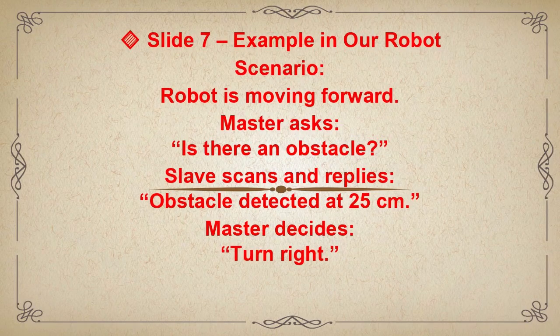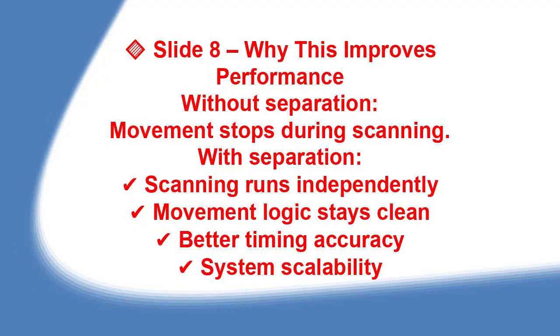Example in our robot. Scenario: the robot is moving forward. The master asks, is there an obstacle? The slave scans and replies, obstacle detected at 25 centimeters. The master decides, turn right.